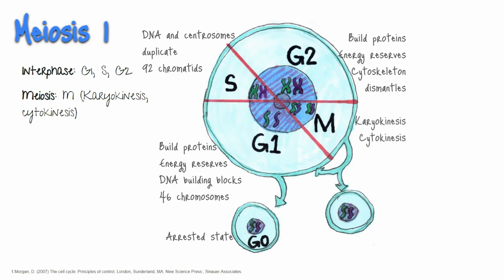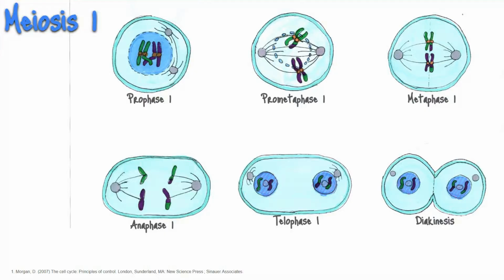Now, this picture is of mitosis, sorry. So it only shows one daughter cell plus the original cell, each with 46 chromosomes. Meiosis 1's outcome is similar, but not quite. Just like mitosis, meiosis is divided into prophase, prometaphase, metaphase, anaphase, telophase, and diakinesis. However, there are extra steps in prophase 1.